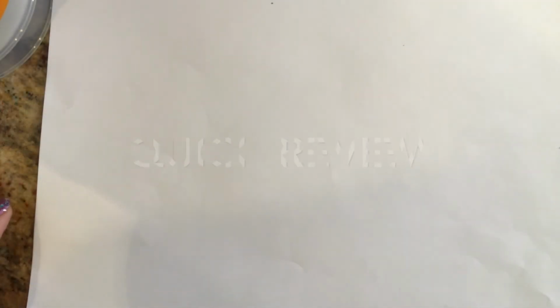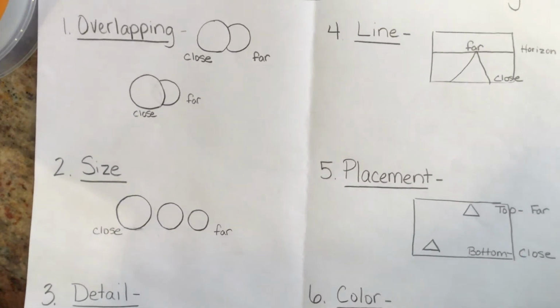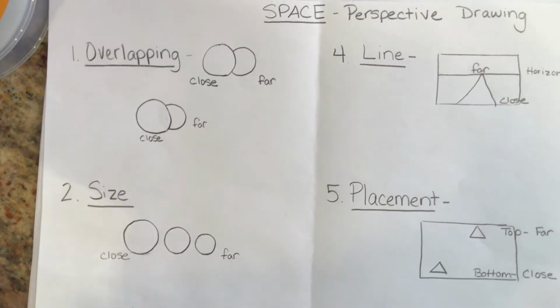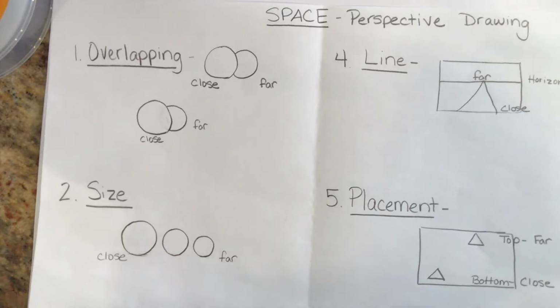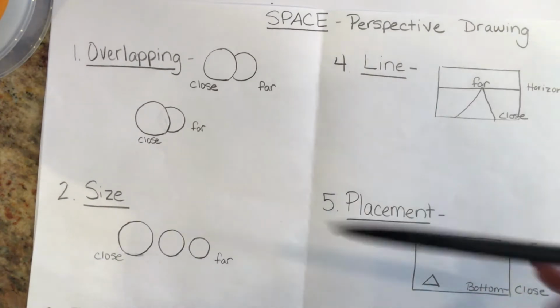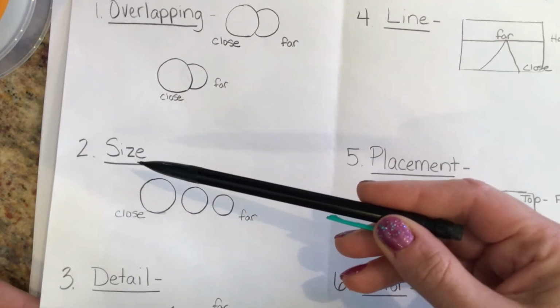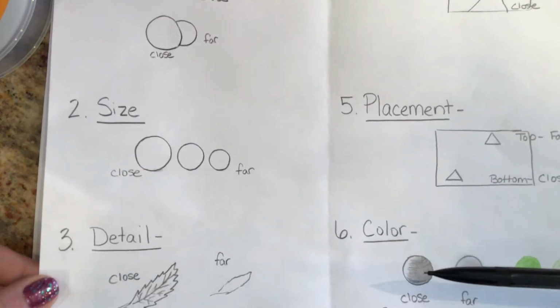Hi everybody. So we are gonna get started now drawing our desert landscape. I know in the video I showed you some examples of what a desert looks like in case you didn't know or didn't remember. But just to quickly review our space perspective drawing techniques, these are the tricks that we're gonna be putting into our drawing now of the desert landscape. And this is what's also gonna make everything look very real. So, in your review, we did overlapping, size, detail, line, placement, and color.